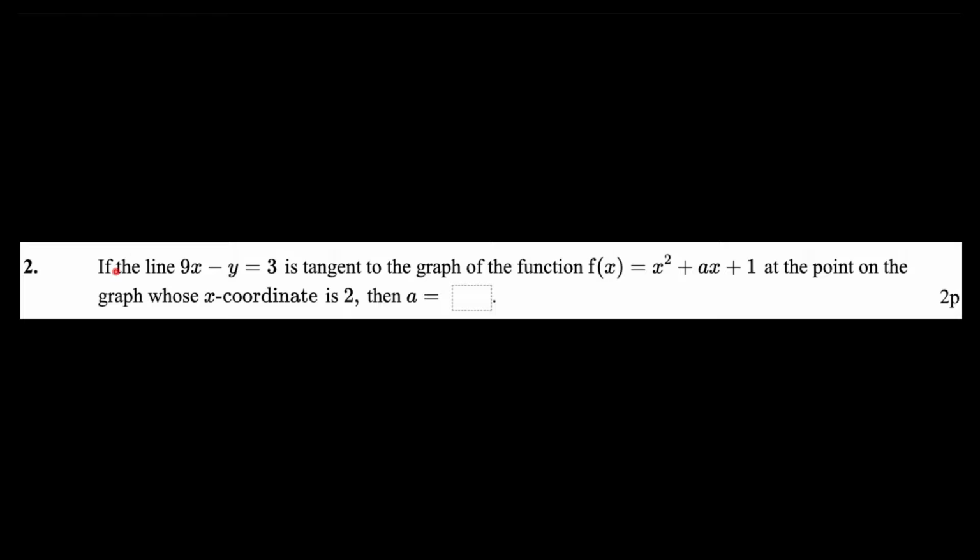The next question is: if the line 9x minus y equals 3 is tangent to the graph of the function f of x equals x squared plus ax plus 1 at the point on the graph whose x coordinate is 2, then what is the value of this missing a?